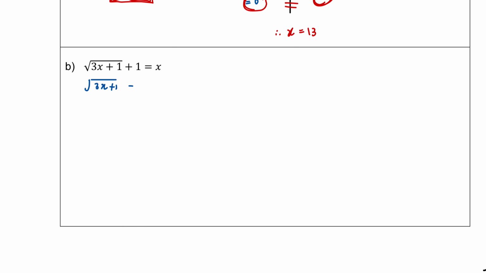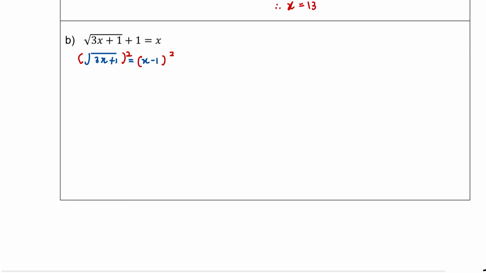Okay, and then equal to x minus 1. Okay, dah settle single. Kita letak bracket, letak square, letak bracket, letak square. And then kita expand properly. So, belah kiri tinggal 3x plus 1 only. Okay, and then yang belah kanan ni dia bukan macam ni.